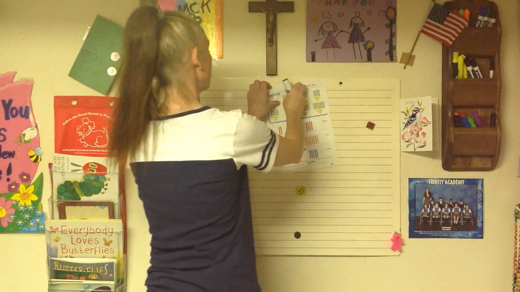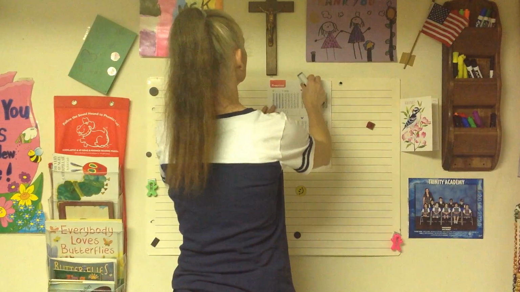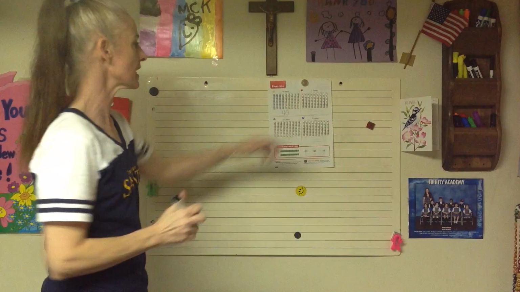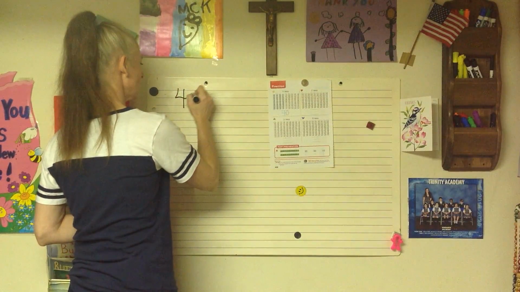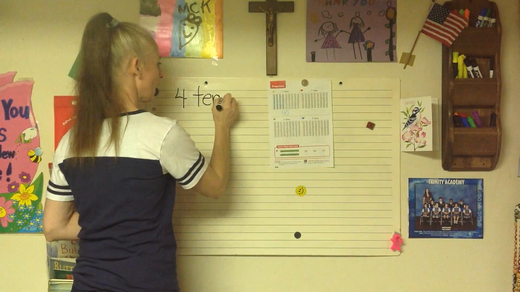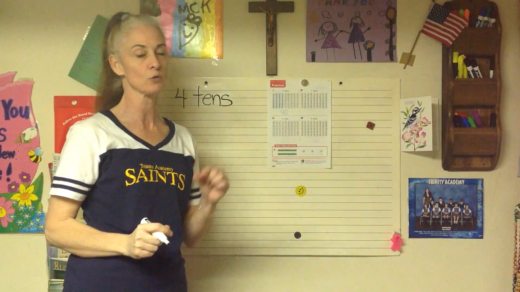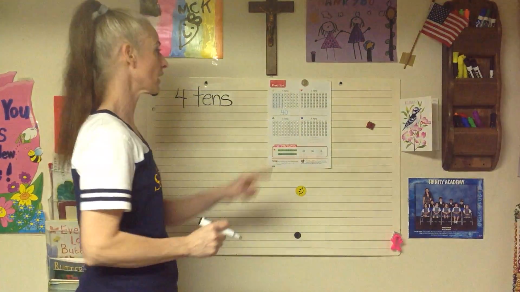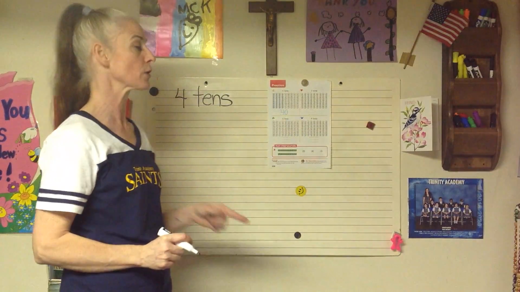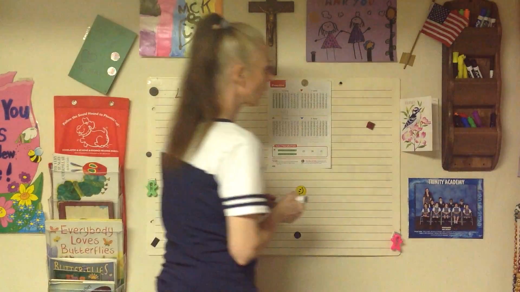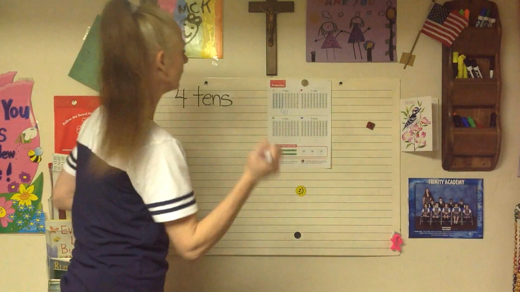Okay, and then on the back, you're going to color, look at the top, it says 4 tens. So that means, do I color in 4 little squares? No, because the little squares are only 1. They want you to color in 4 tens. 4 10 sticks. So, you'll go like this.